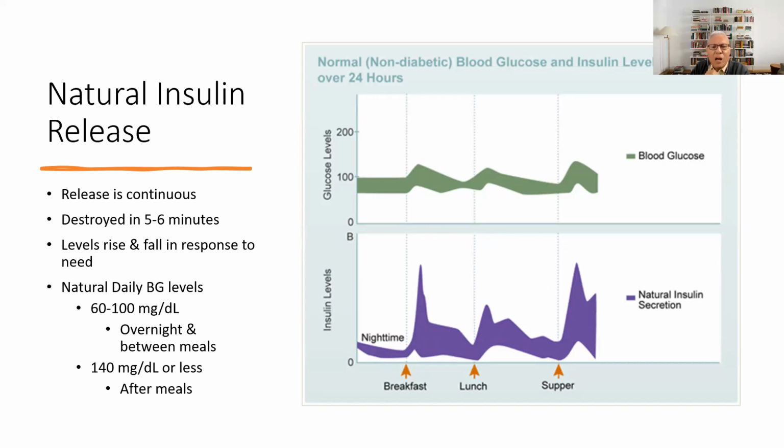When we sleep, are we producing insulin? Well, yes. Overnight and between meals, the normal non-diabetic blood sugar ranges between 60 and 100 milligrams per deciliter. This tells you that the release of insulin is constant. It is 140 milligrams per deciliter or less after meals and snacks, so it rises with meals. Even when we are not eating, there is still a release of insulin because glucose production is continuous.